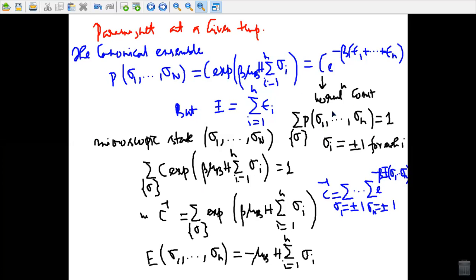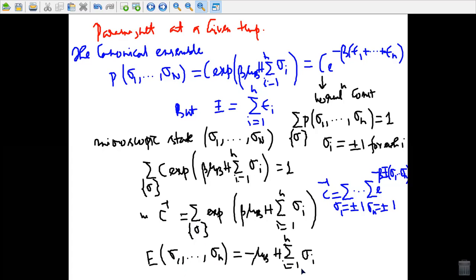So that is, we require that the summation over sigma of e to the power beta mu_B h times summation i equals 1 to n sigma_i, or C inverse, is equal to the summation over sigma of exponential beta mu_B h summation i equals 1 to n sigma_i, and the energy of a given configuration E is a function of sigma 1 to sigma n, that is minus mu_B h times summation i equals 1 to n sigma_i.